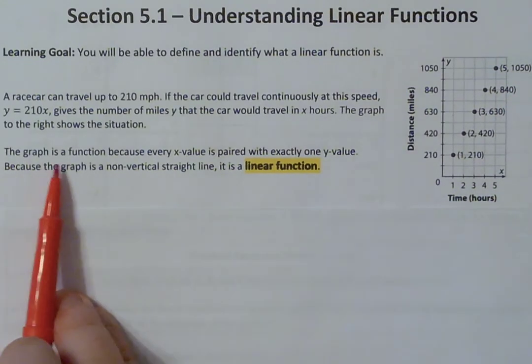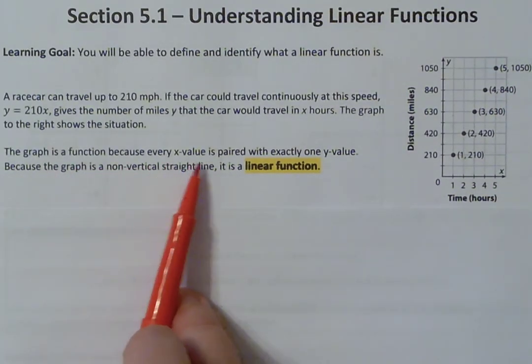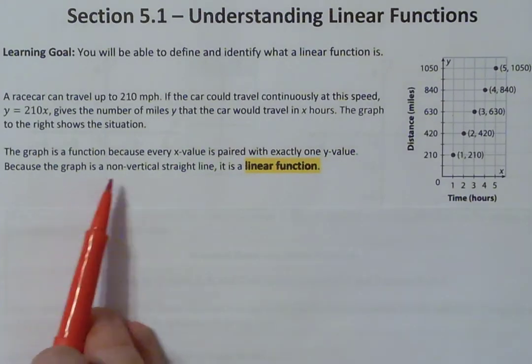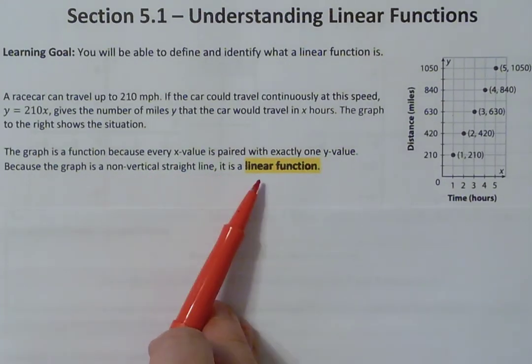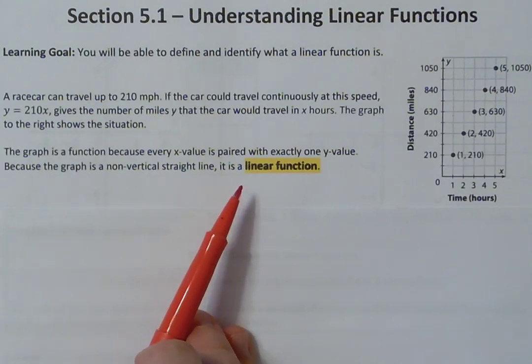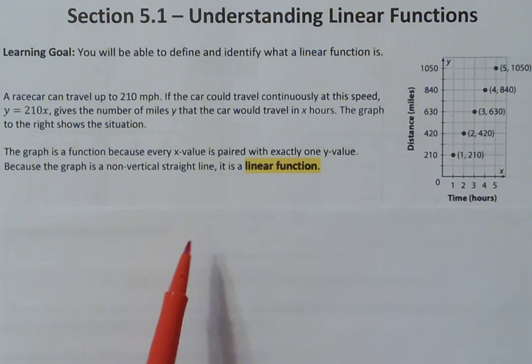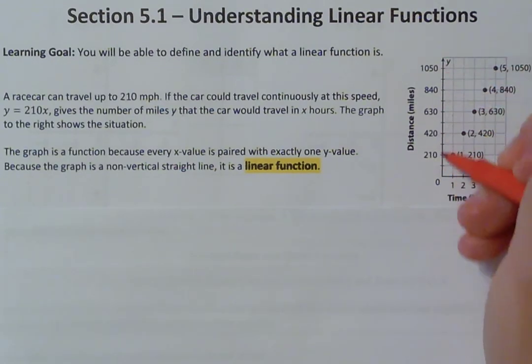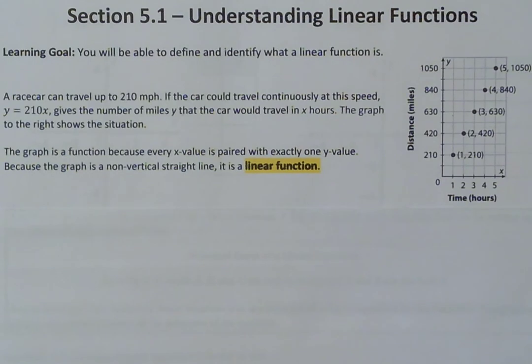Now, the graph is a function because for every x value, it's paired with exactly one y value. And because the graph is a non-vertical straight line, it is a linear function. So something is linear if it is a straight line and it's not straight up and down. Okay? If your graph is straight up and down, that's not considered a linear function. It's a line, but it's not a function. So something to keep in mind today.